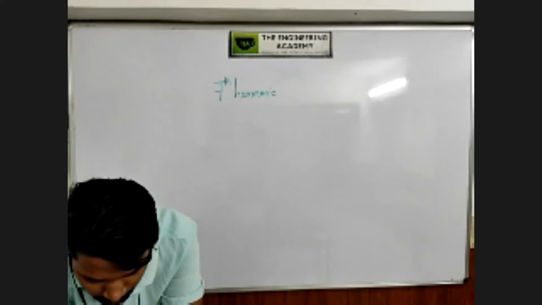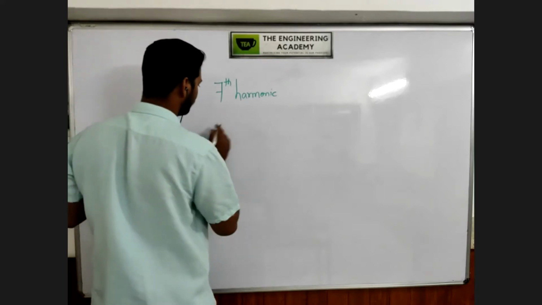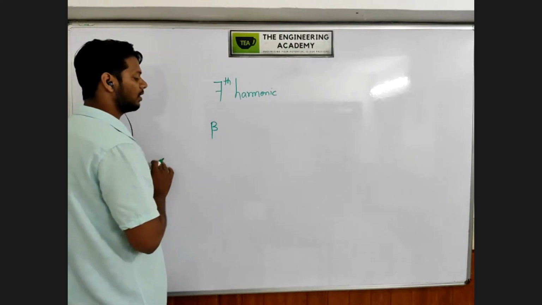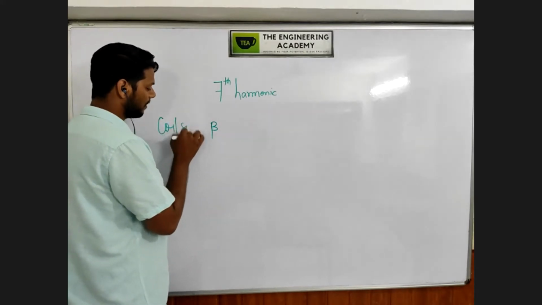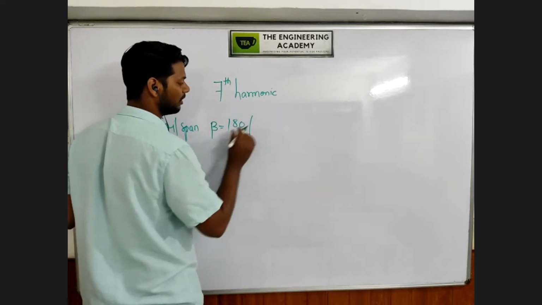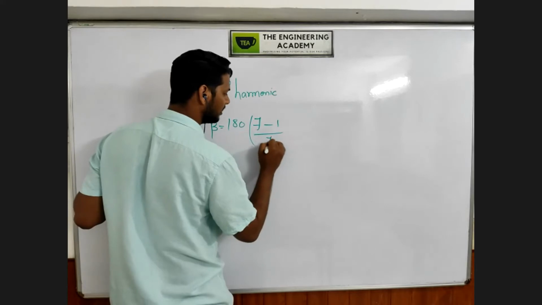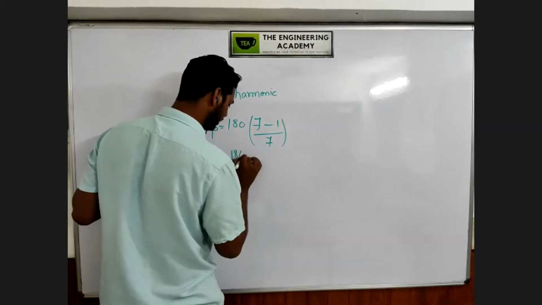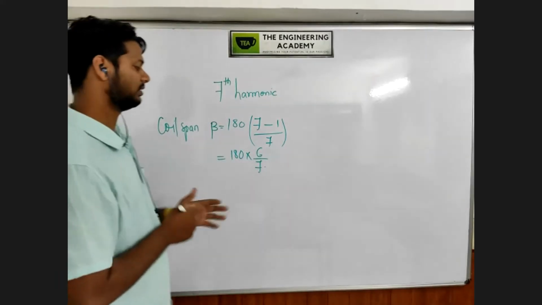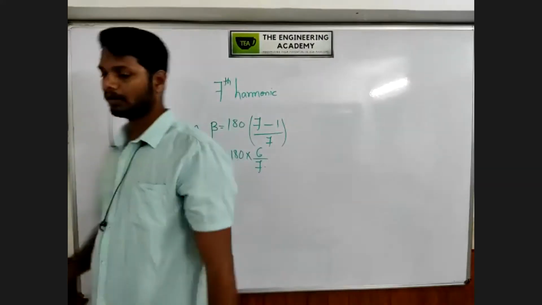154.3. Okay, I will not go for a detailed solution or point by point answer. I will just tell you how to solve this question. So beta, they have asked for coil span, which is equal to 180 into n. What will be the value of n? 7 minus 1 whole divided by 7, which is equal to 180 into 6 whole divided by 7. So you can solve this and put the answer. I will not tell the answer. Solve this.